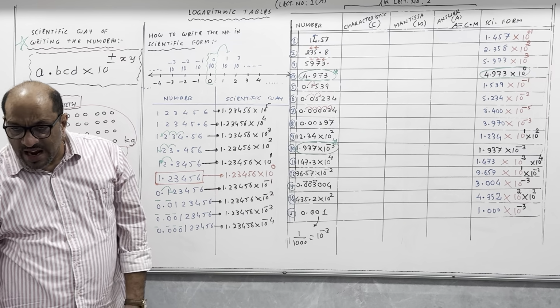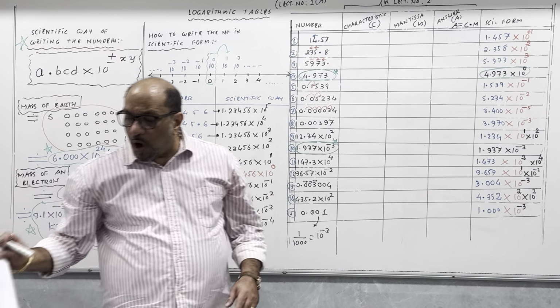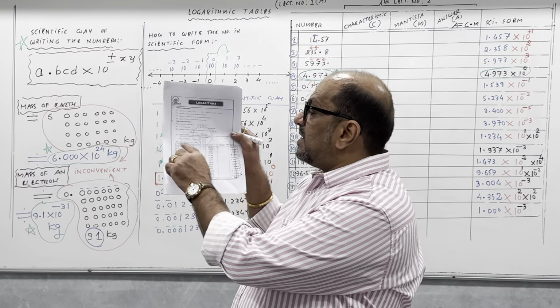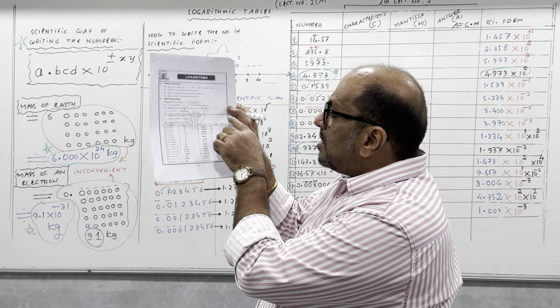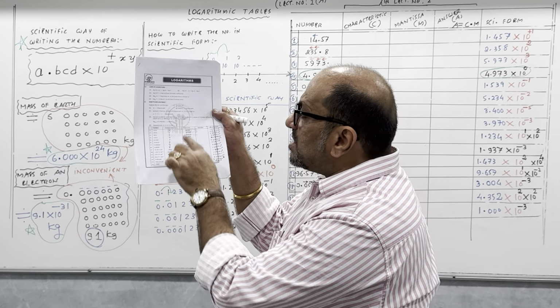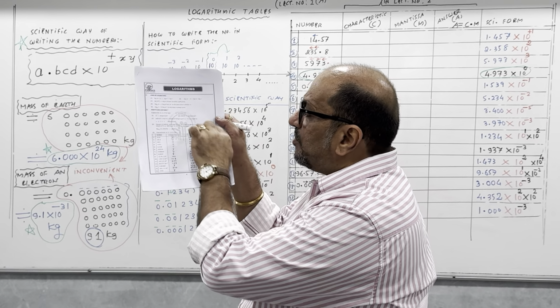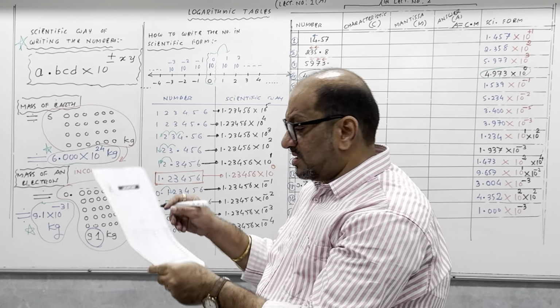So beta, today we are going to stop at this exercise. That too, it is not complete. Number, scientific form, characteristic, mantissa and answer we are going to learn in the next class.